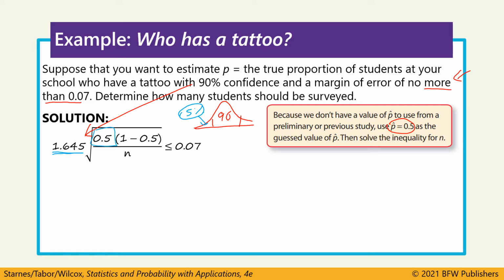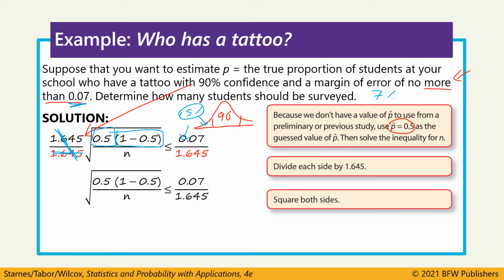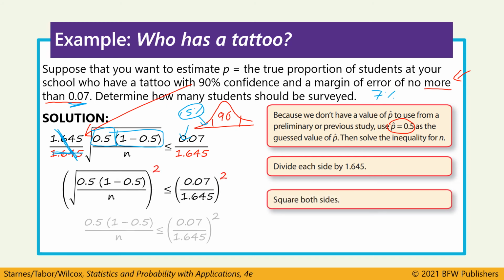P hat is 0.5 along with the q hat, and the margin of error is 0.07. Make sure we're writing this as a decimal. It sometimes gives it to us as something like 7%, and we need to switch it to 0.07. Now we're going to solve this algebraically. We'll start by dividing by 1.645 to cross these guys out. It ends up on the other side with that 0.07. Then we're going to square both sides to get rid of that square root. So these would cancel. Over here we have that fraction squared.